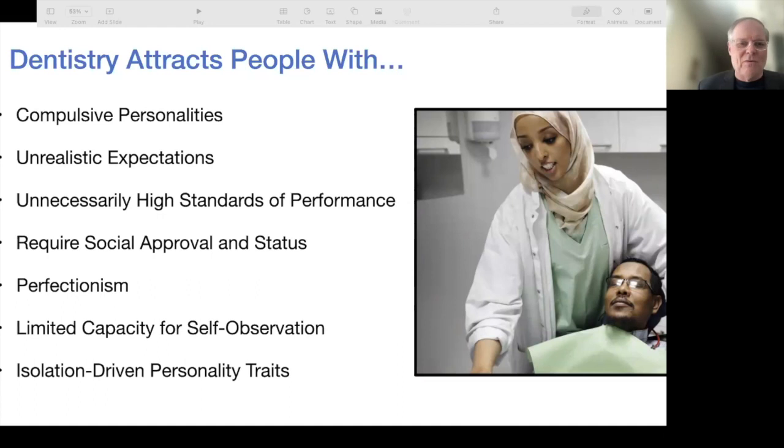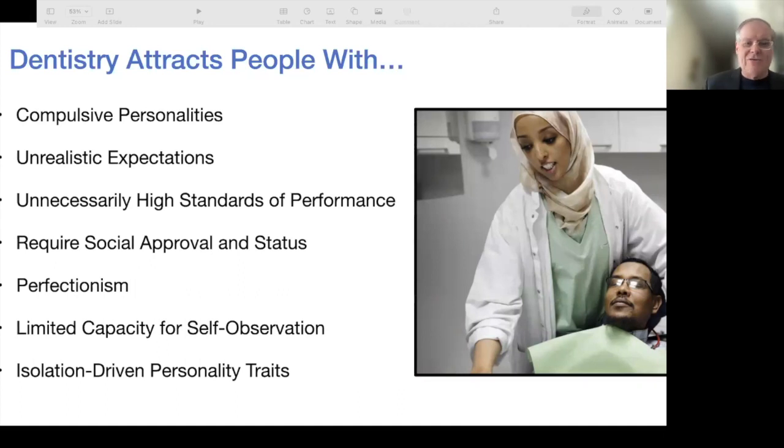Unnecessarily high standards of performance. We expect perfection because that's sort of the evaluative judgments we've got from our professors and our instructors through the years of it has to be at a certain standard. And that's good. You want excellence, but not, of course, perfection.